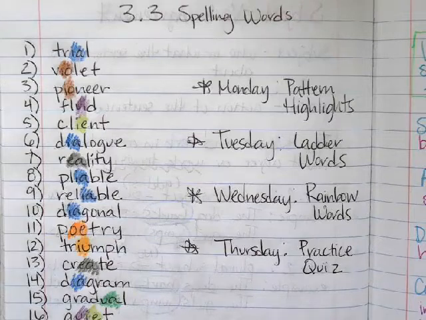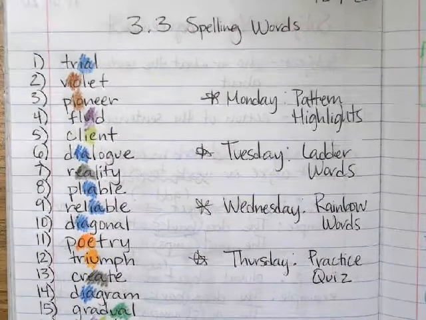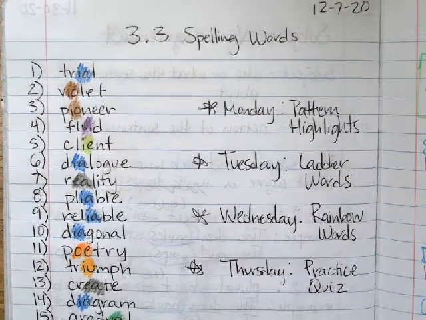Okay, boys and girls, this is today's video summary. Today is Monday, December 7th. These are our spelling words. This is what we did today.